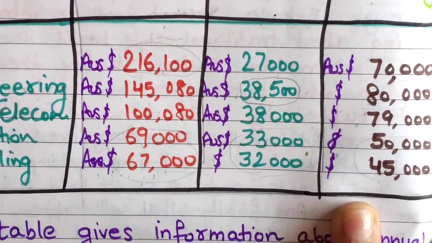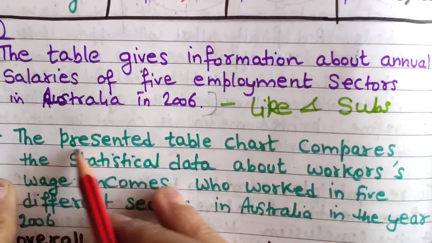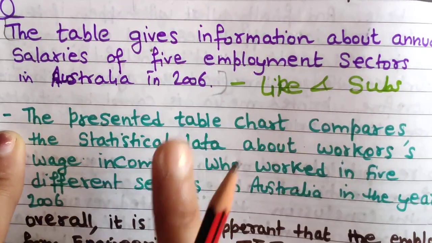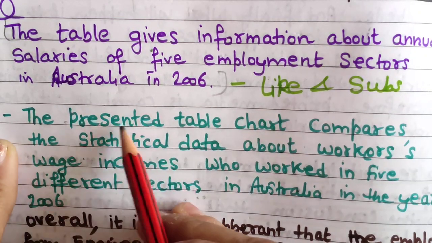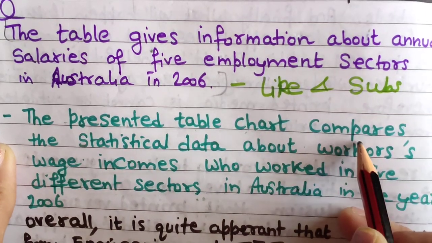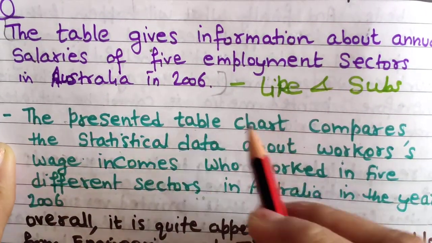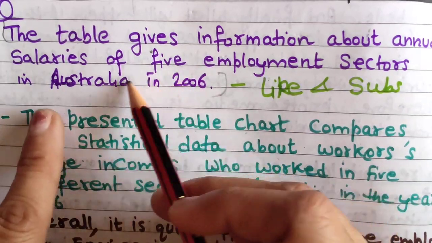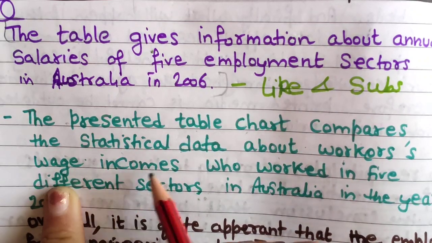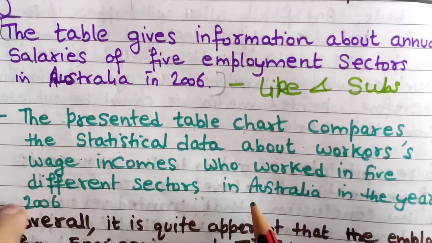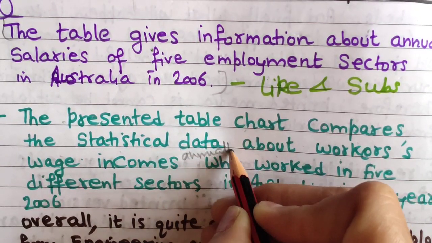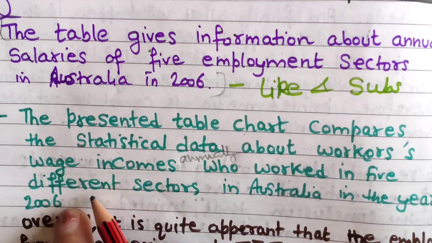Okay, so now you can see the question statement, how I have paraphrased the statement into the introduction. The presented table chart compares the statistical data about salaries of 5 employment sectors. So we have written about workers' wage incomes or salaries. Annually, I have forgotten, or yearly you can write, who worked in 5 different sectors.